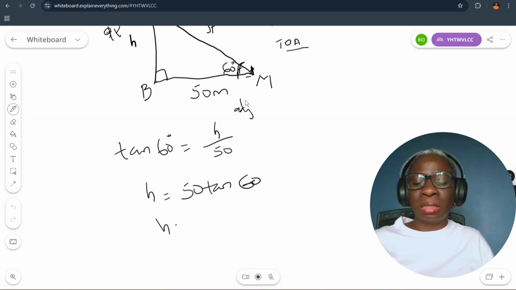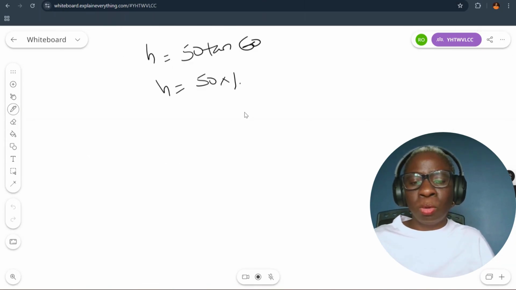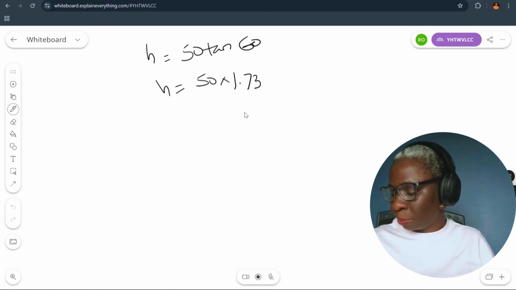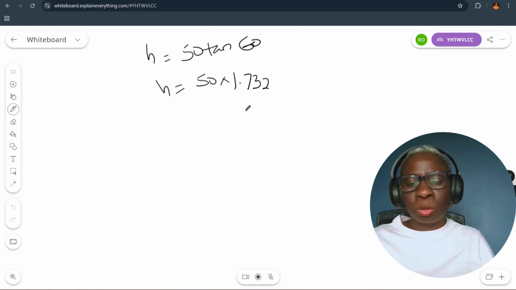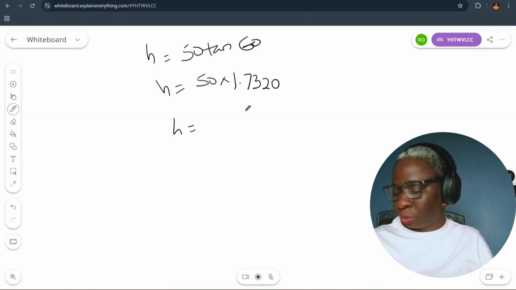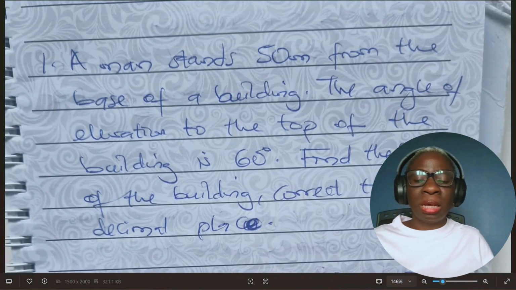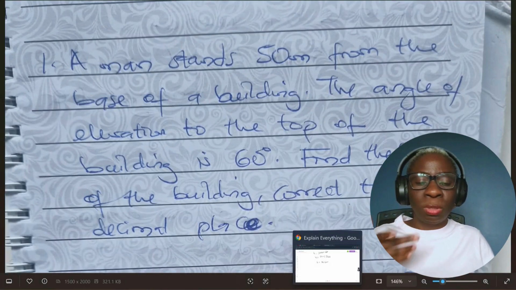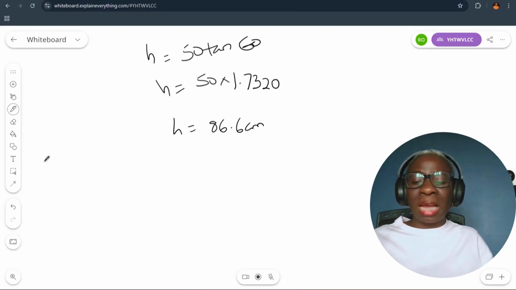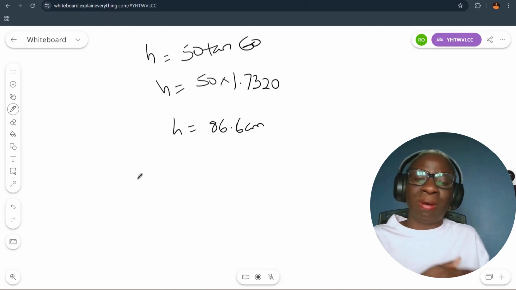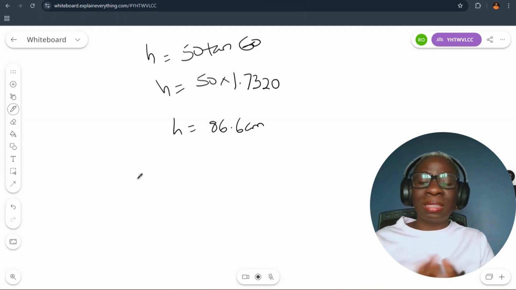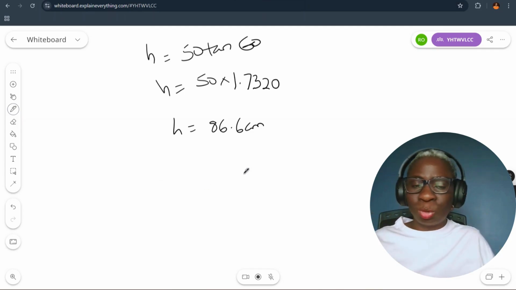So what is tan 60? h will be equal to 50 times 1.7320, then h will be equal to 86.6 centimeters. The question says, find the height of the building correct to one decimal place. So at the end, you have to say the height of the building correct to one decimal place is 86.6 centimeters. And that is how to solve that.